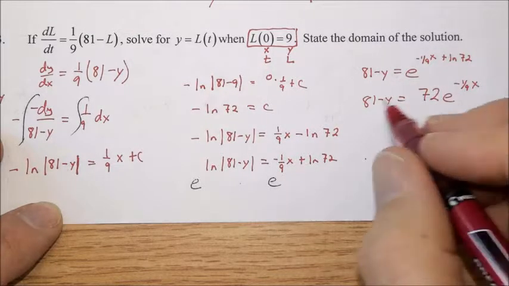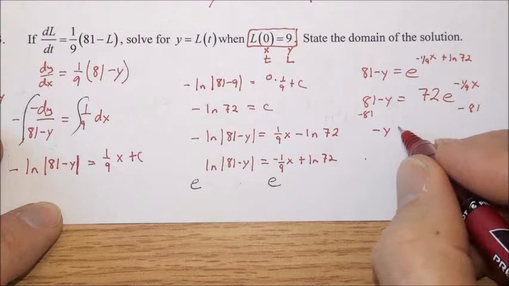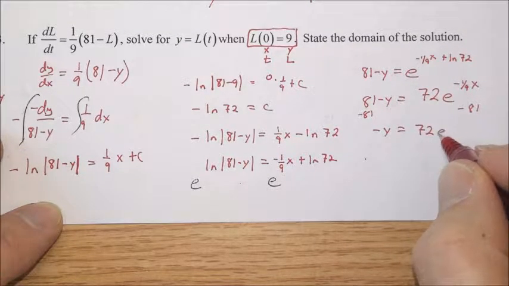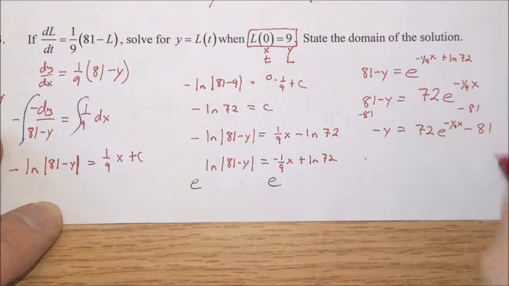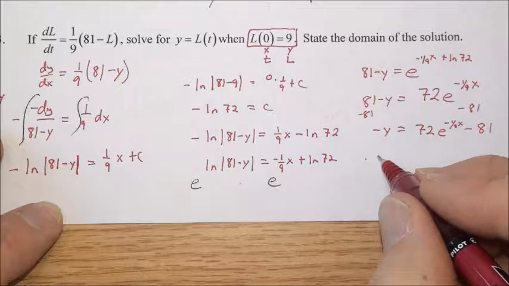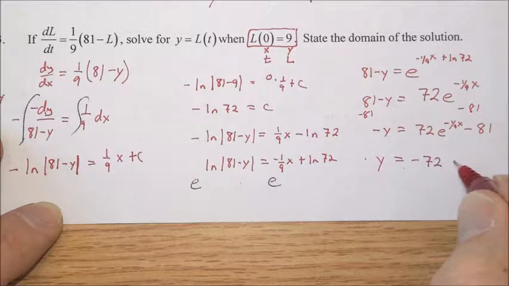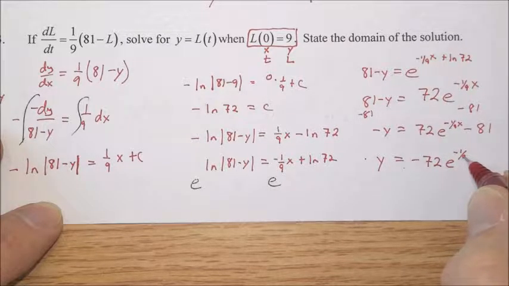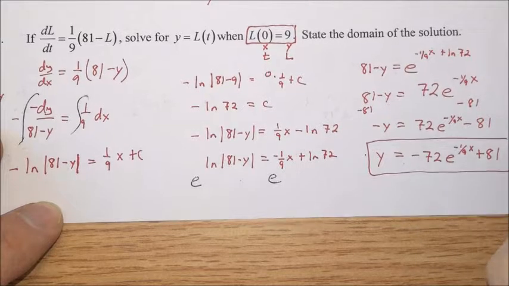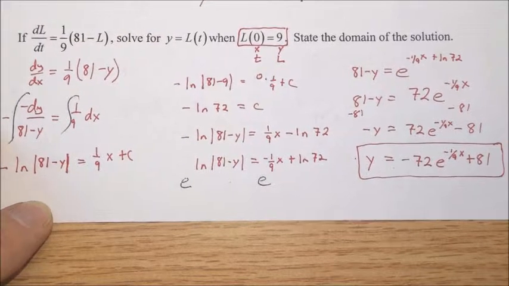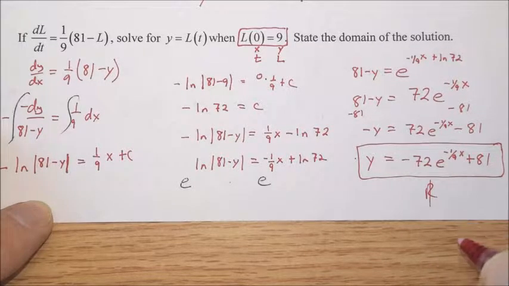We're almost done. Got to get y out by itself, so we subtract 81 from both sides. So we have the opposite of y is equal to 72 e to the negative 1/9 x minus 81, and now we negate everything, so y is equal to negative 72 e to the negative 1/9 x plus 81. That's our final answer. It's pretty messy, but it's true. Again, our function is in terms of e. Domain will be all real numbers.